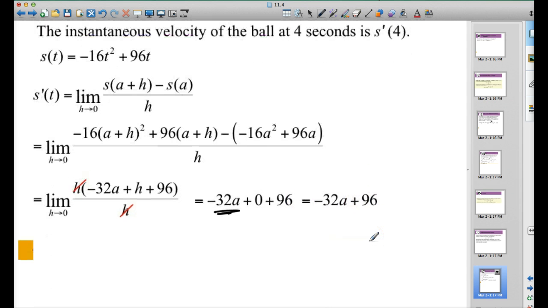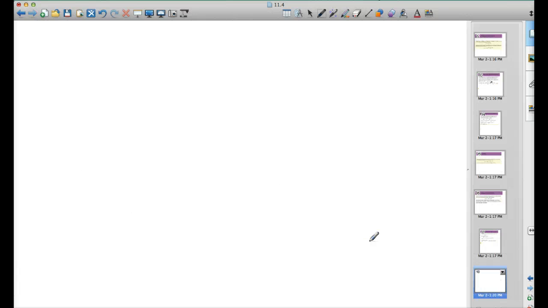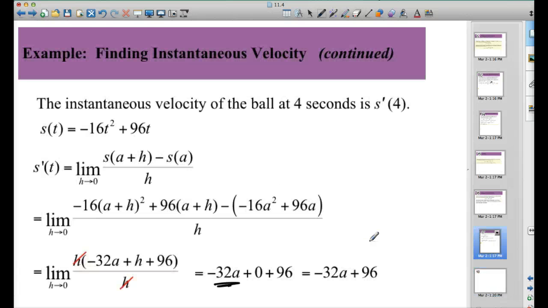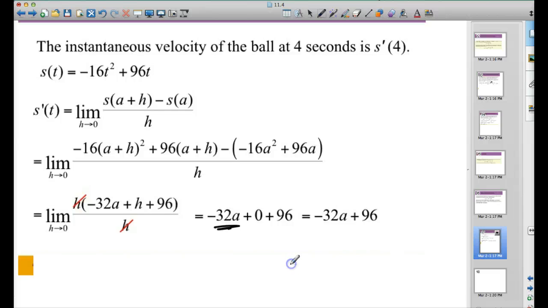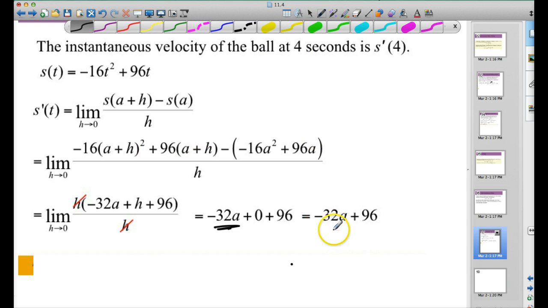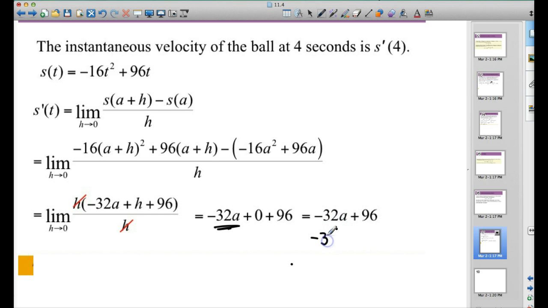Now at 4 seconds, we have to plug in a little bit more here. We should plug in 4 seconds into this equation to figure out what the instantaneous velocity is at 4 seconds. So therefore, we would plug in 4 here. So we get negative 32 times 4 plus 96, which is negative 128 plus 96, which is negative 32. So this instantaneous velocity is negative 32 feet per second.